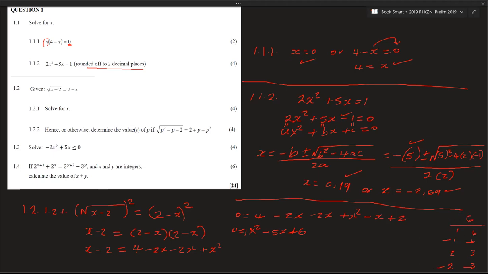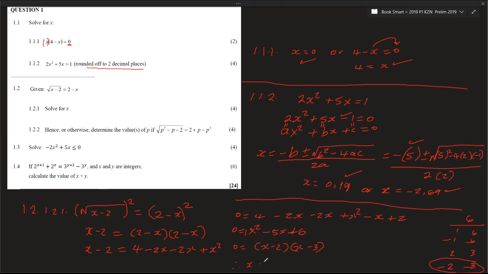Out of all these possible multiplications, you're going to take the one that is going to give you minus 5 when you add. When you add them, they must give you the middle one. In this case, is this ones. You see? These ones. Sharp. So I have 0 equals to x minus 2, then x minus 3.